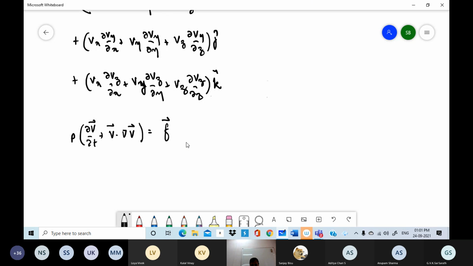So this looks like Newton's law, but the left-hand side seems a little more complicated. So this is the force per unit volume. This is the mass per unit volume. So this should be acceleration. But this, apart from the del V by del t, has a V dot grad V. So what is the physical significance of this V dot grad V? So that is what we'll come to in our discussion in the next class. So this is where we'll stop.